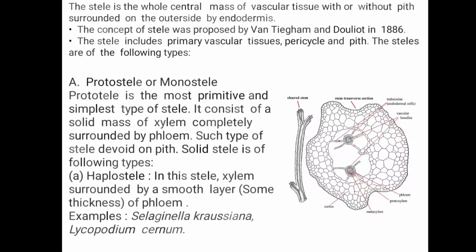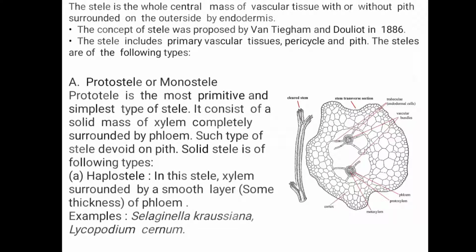It means कि जो phloem है वो बीच में present है और surrounded by this xylem. Such type of stele is divided on pith, कि in this protostele the pith is absent. The stele is one of the following. The three portions, यानी कि three types, are present in the protostele.